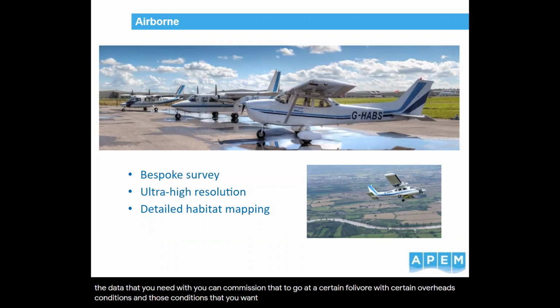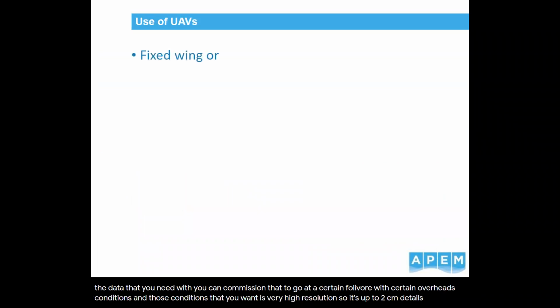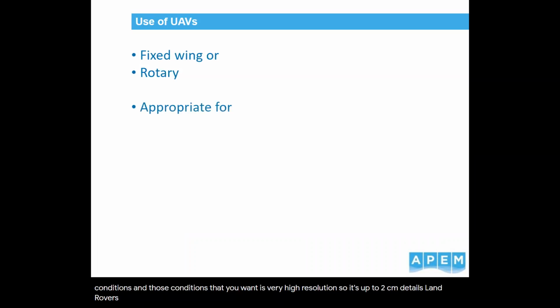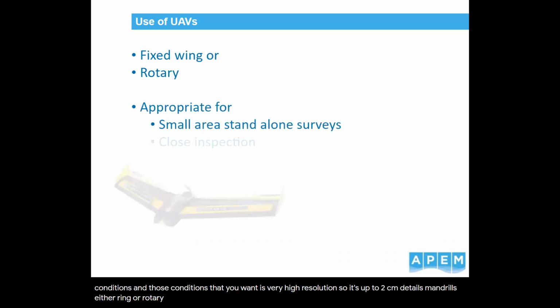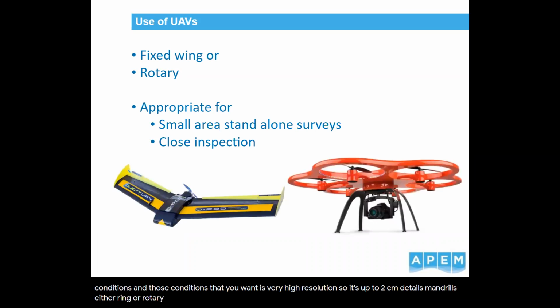It's very high resolution, up to 2 centimeter per pixel resolution, so you're getting a very detailed data set, and you can do your detailed habitat mapping from there. And then drones, there's either fixed wing or rotary, and they're fantastic in terms of the resolution that you can achieve from them, and they're really good for small sites. So if you had a couple of kilometer long section of river that you wanted to get some imagery of, then they'd be fantastic for that.